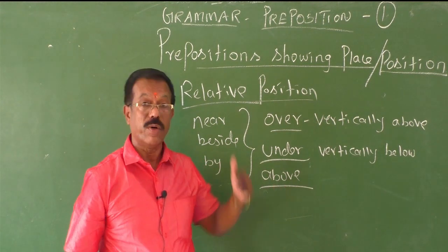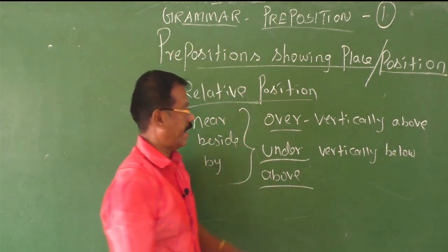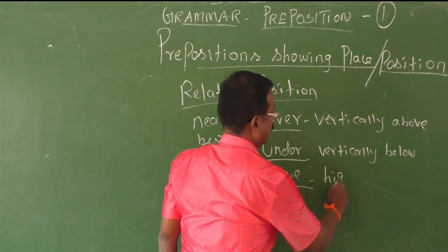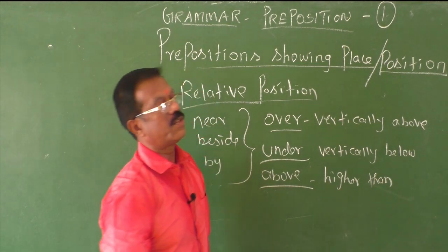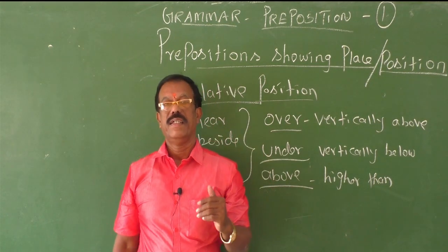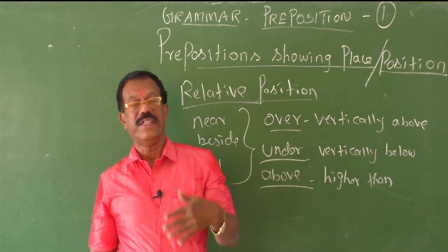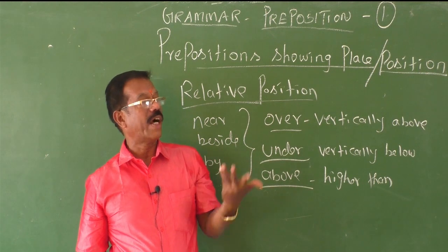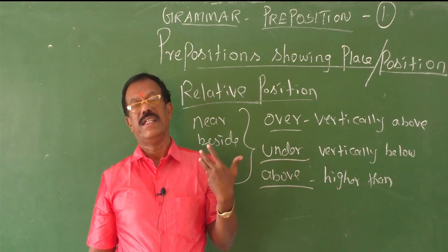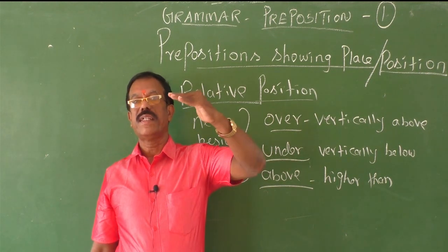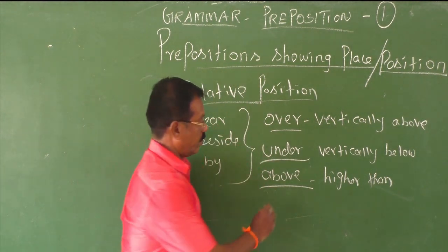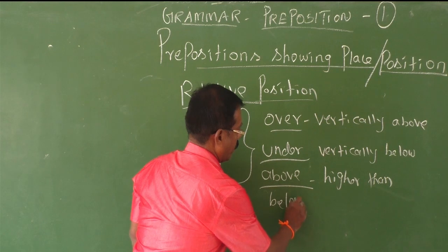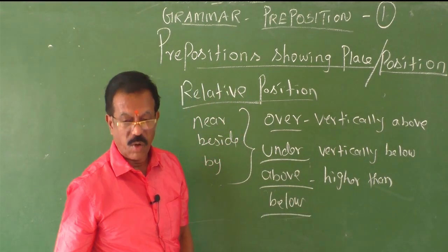Okay, like that. Above. Above means higher than. So in that relative position only this preposition should be used. Above, higher than. He got marks above the average. Students who have got above the average are considered. The water reaches above the normal level. Okay, right. Below. What does it mean? Lower than.